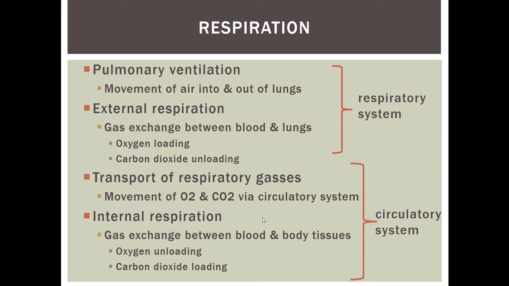And then we have internal respiration, which is an exchange of oxygen and carbon dioxide between the blood and all of the body tissues. So external respiration is more pulmonary circuit, internal respiration is more systemic circuit. So it's oxygen unloading out of the blood into the tissues so the tissues can use it, and carbon dioxide loading into the blood, coming out of the tissues so that it can be excreted and gotten rid of.